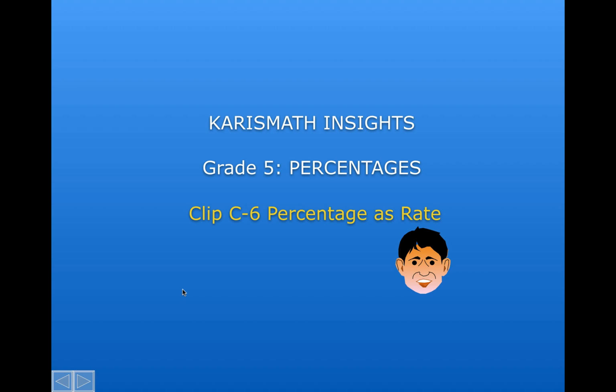Now if I say I blink my eyes 2 times every second, that's a rate. That means every second I blink it 2 times. So in 2 seconds I'll blink it 4 times. In 3 seconds I'll blink it 6 times, and so on. So that's called a rate.